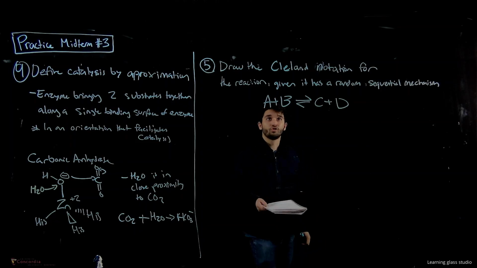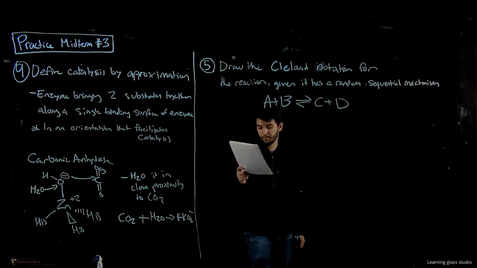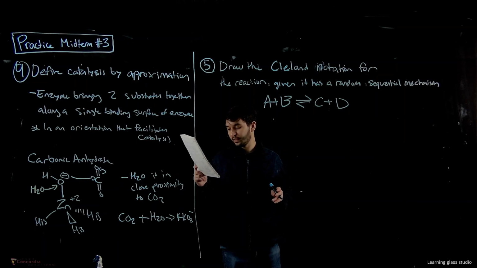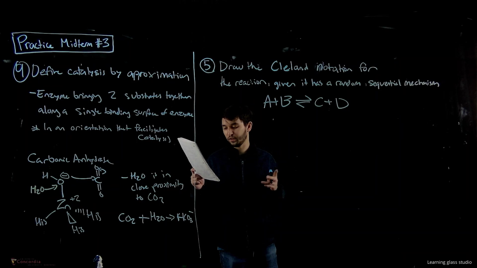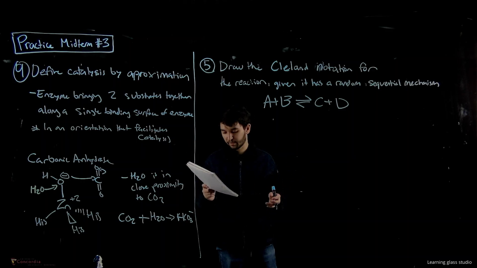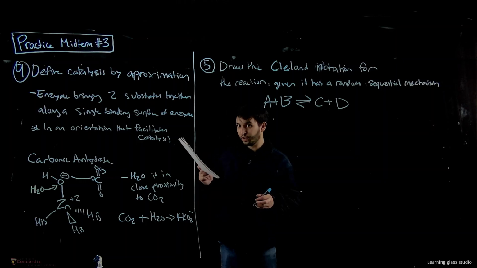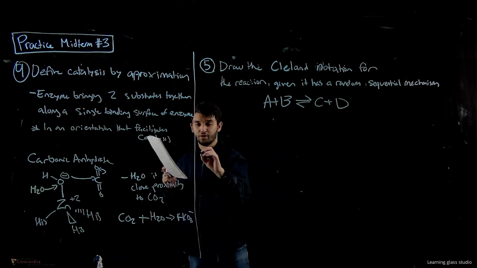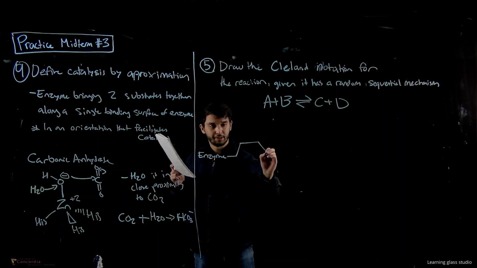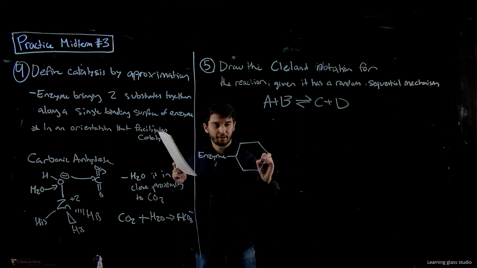Next question: draw the Cleland notation for the reaction given it has a random sequential mechanism. So this means that the order of the addition of substrates and the release of the products is arbitrary. So substrates can be added in any order, products can be released in any order. So this is what the Cleland notation looks like. So here we have an enzyme. Let's see if I run out of space for drawing this. So we have a hexagon here.